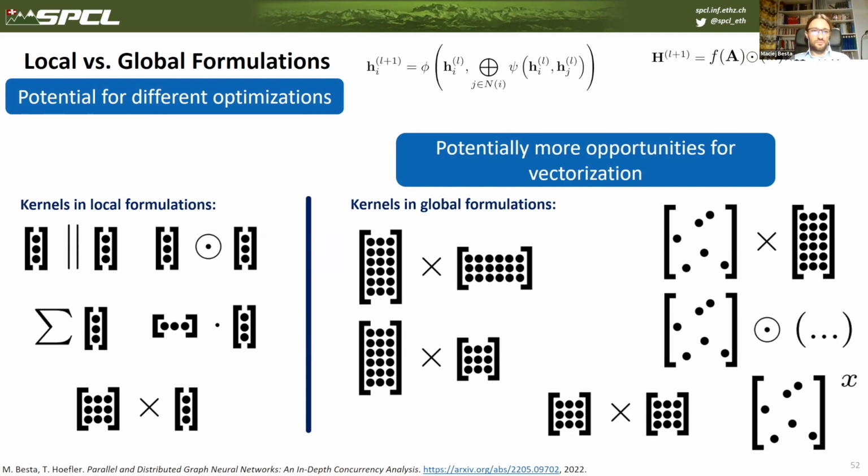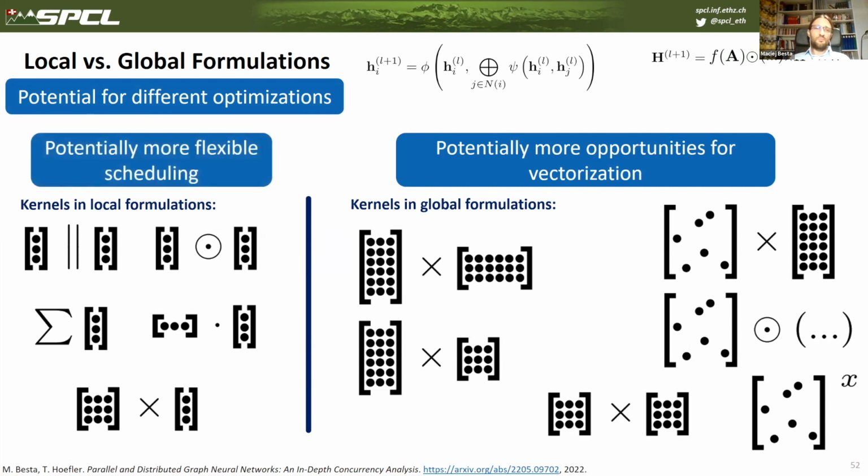in local formulations. But in local formulations, we also have some advantage, namely potential for more flexible scheduling, right? As we deal with smaller kernels, it may hurt our vectorization routines, but at the same time, we could now more easily schedule different kernels because now they are smaller in scope, smaller in the amount of work that we have to apply to them, which means we can schedule them more effectively across fine-grained compute resources.